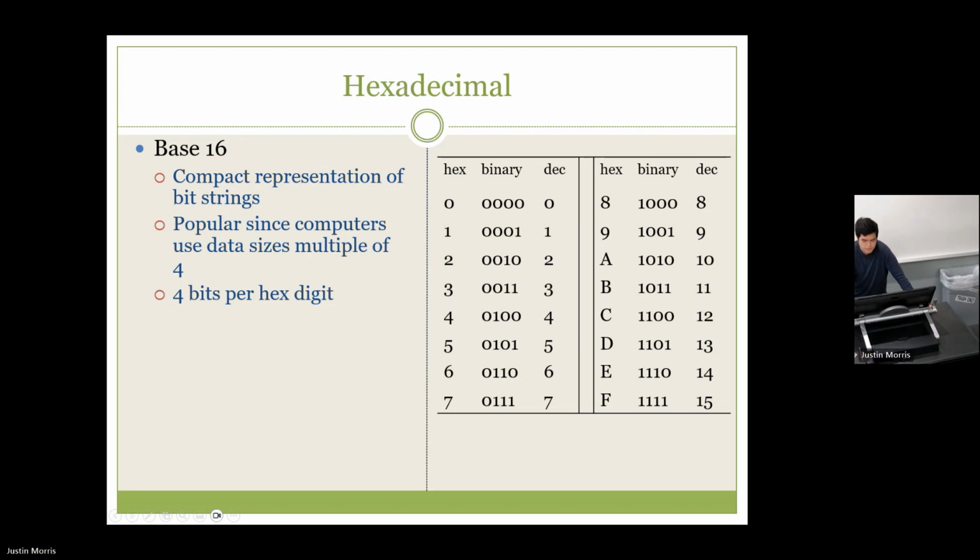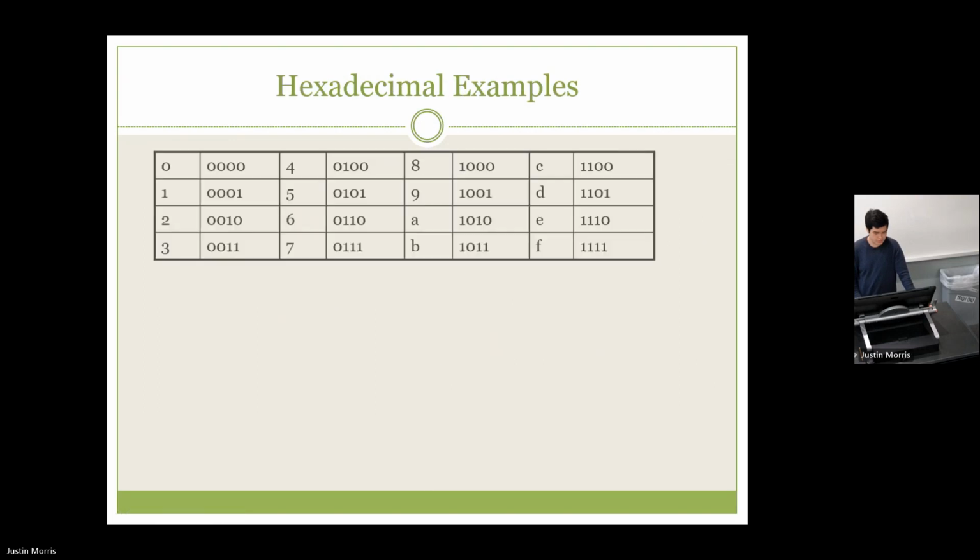And in hex, we go from 0 to 9, right? And then we start using the alphabet. So A is 10, B is 11, C is 12, D is 13, E is 14, F is 15. Right, so examples. And this is a little chart as a cheat sheet.